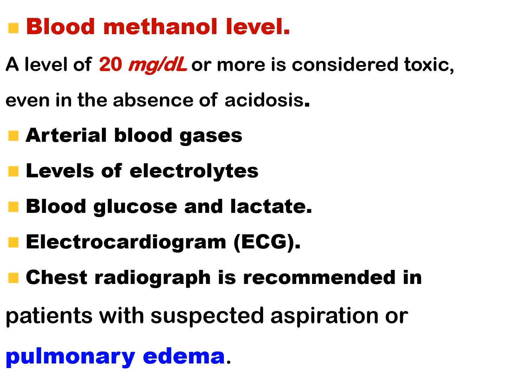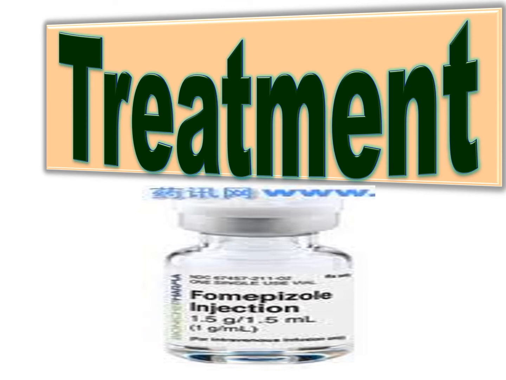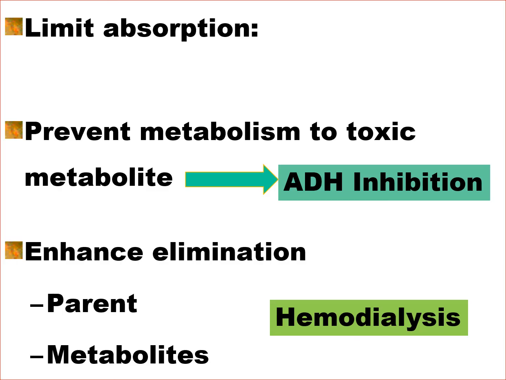Blood methanol level is essential for prognosis of the case and for treatment of the case. Other lab measures: arterial blood gas and electrolytes due to presence of severe metabolic acidosis, blood glucose and lactate, electrocardiogram, and chest radiogram for presence of aspiration pneumonia or pulmonary edema. Treatment: in addition to the emergency or supportive measures, we limit absorption by gastric decontamination, which should be done rapidly within half an hour to 1.5 hours.